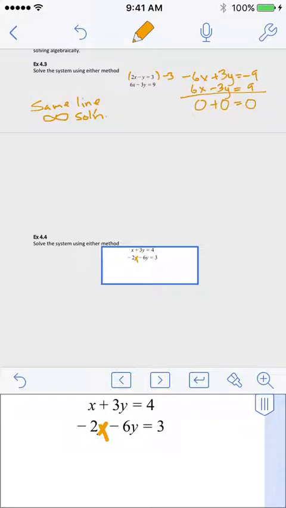So assuming that this one didn't have a typo in it, it's going to be -2x. It's going to be x plus 3y equals 4, and -2x minus 6y equals 3. So let's go ahead and solve this. I'm going to do it by substitution.